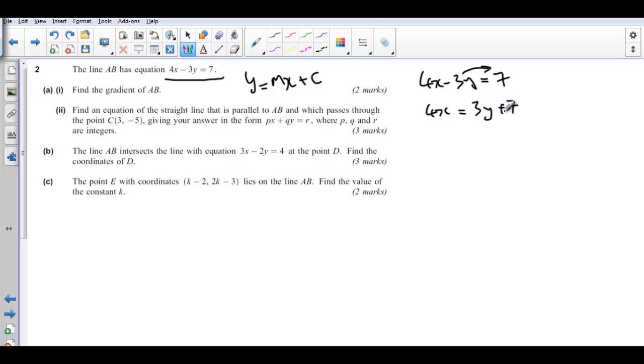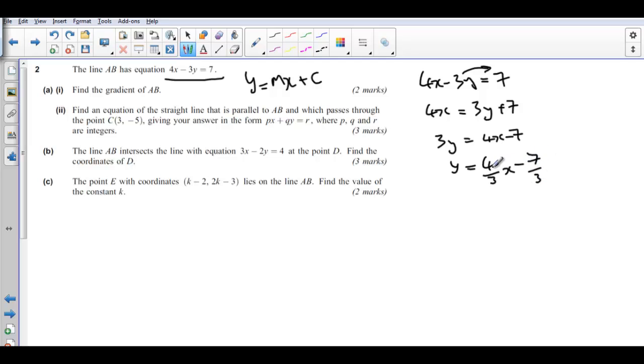Sorry, it's a positive, isn't it? Let's just take the 7 over now. So we're going to get 3y, I'm swapping sides at the same time, is equal to 4x minus the 7. We're nearly there, except we just need to divide by 3. So 4 over 3x, take away 7 over 3.